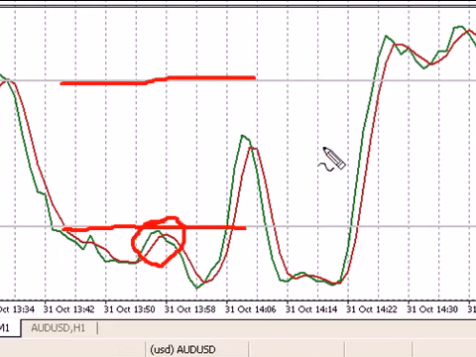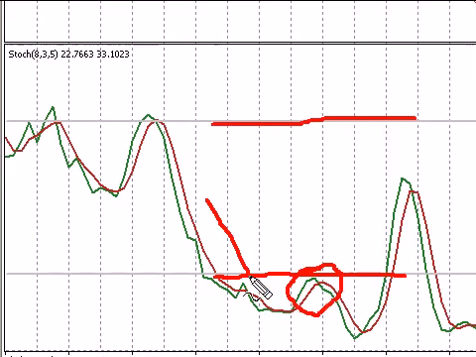Something kept the stochastics from rising back up. It's bearish, and as long as it's below this 25% level, it's going to stay bearish. And if everyone's selling, then of course it's bearish, right?